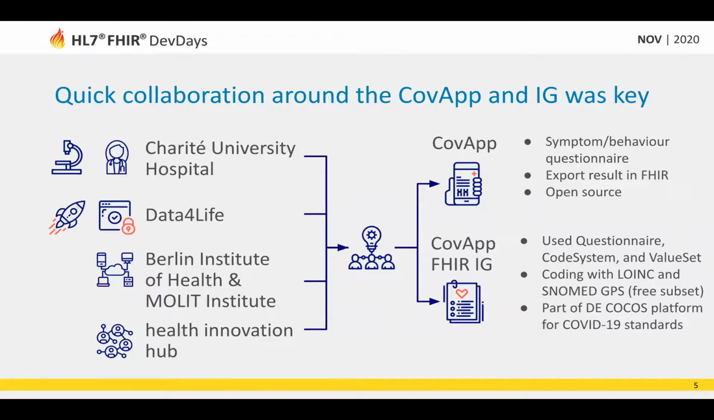And this implementation guide we also put on the so-called COCOS platform that was put up by the Health Innovation Hub. It's another collaborative effort to share data standards used for collecting COVID data in Germany, to have everybody sort of pull in the same direction.